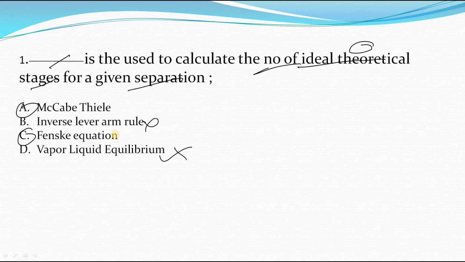So what is the Fenske equation? The Fenske equation is used at total reflux condition to determine the ideal stages, right? But what we have been asked is the number of ideal theoretical stages for a given separation. So this is also eliminated, and the McCabe-Thiele method is the right answer to calculate the number of theoretical stages for a given separation. Okay, this is a graphical method which is used to calculate the number of theoretical stages.